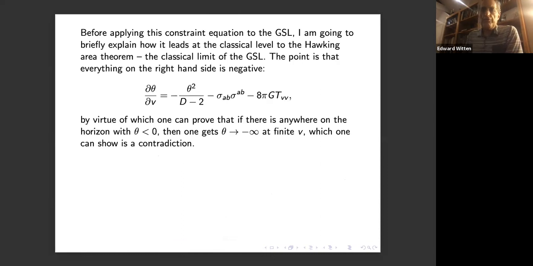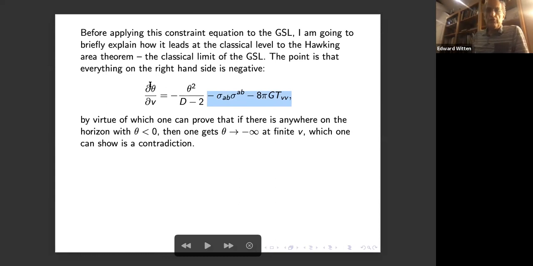So the point is that everything on the right-hand side is negative. Now, if these two terms were 0, you could just easily solve the equation. And when you solve it, you learn that if theta is negative, it goes to minus infinity at finite v. And you can show that that's a contradiction. That point is not completely trivial, and I won't, unfortunately, be able to explain it today. It's explained in Wald's book, and on that particular point, the explanation in my lecture notes is the same as the one in Wald's book.